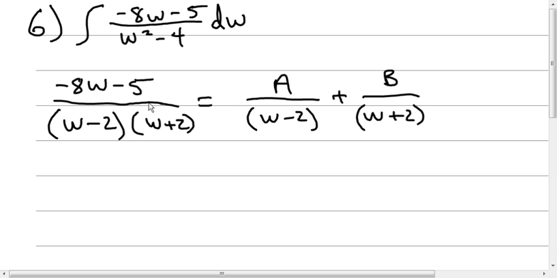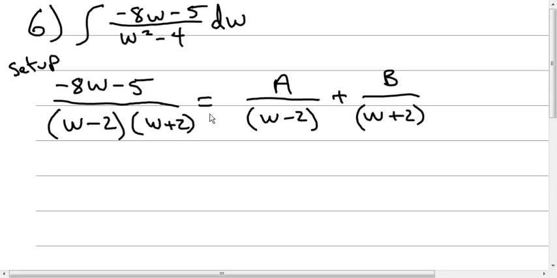And then we do our setup. This is what we call our setup. Basically what we do is we take these factors in the denominator and spread them between two fractions and put A and B over the top, or A, B, C, or whatever is called for. And yeah, we're ready to go on.